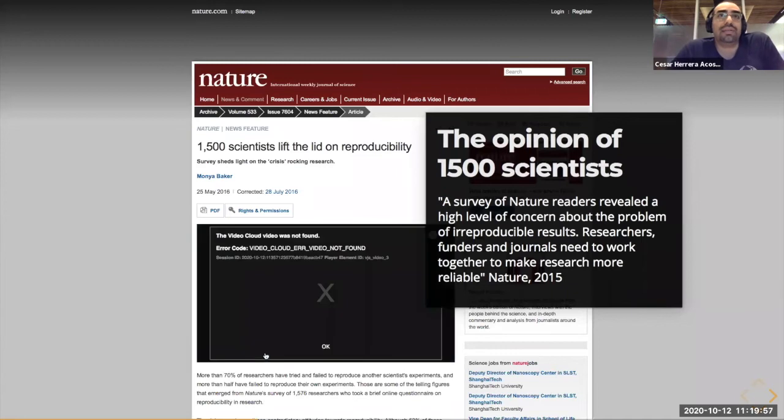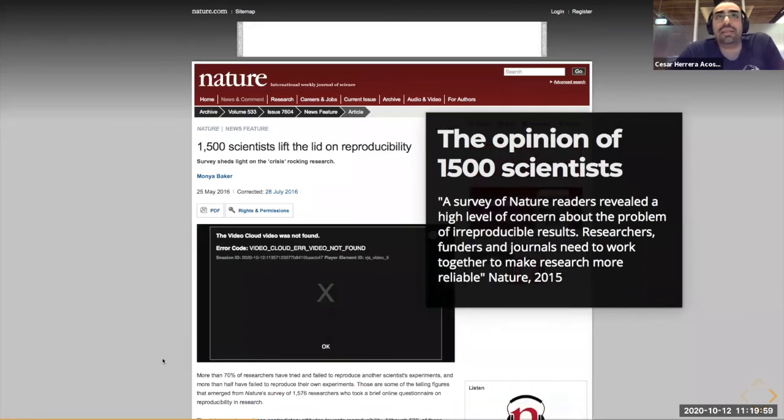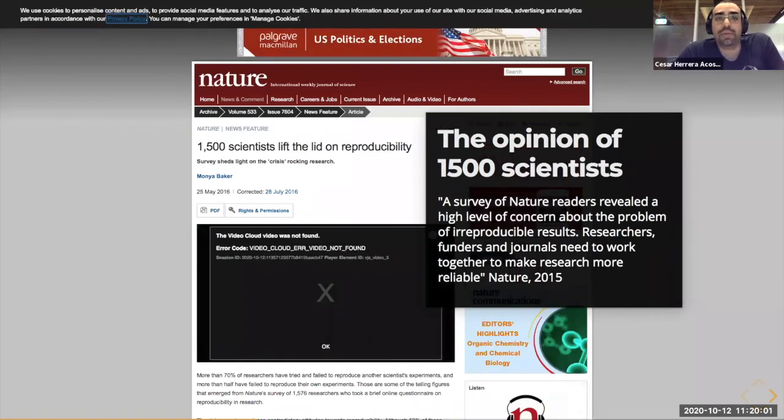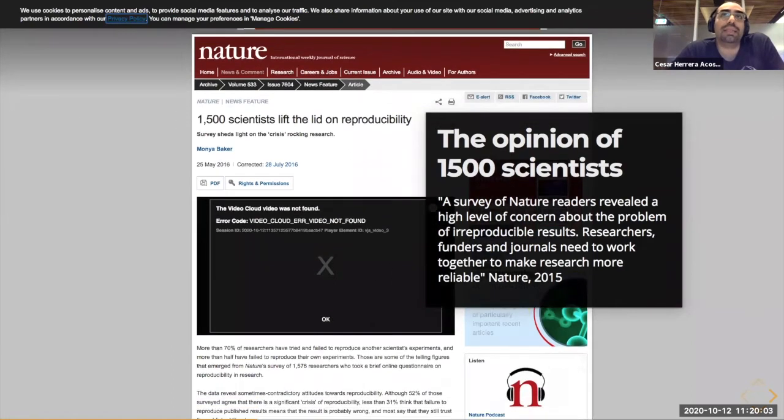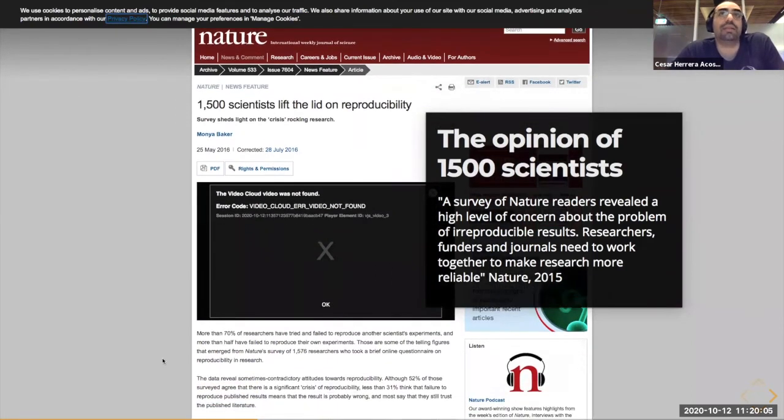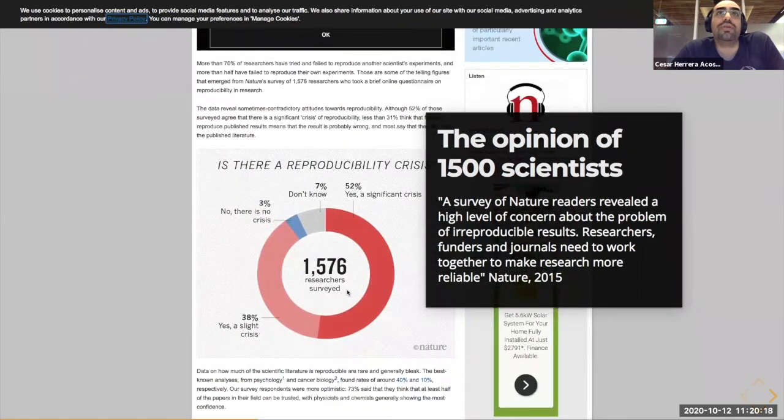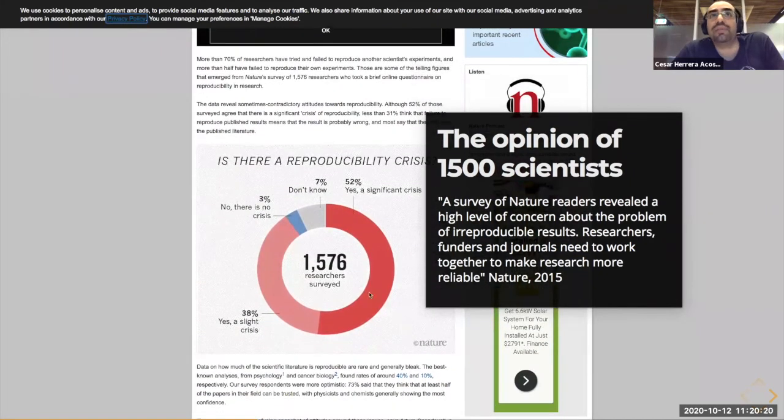So I guess what I'm trying to prove is, well, is this only Cesar's view or the view of a few people? Well, it seems that it's not. And also it's not the view of external people who are not related to science. Apparently it's also the view of the collective of scientists. So this is a survey from Nature in 2015. What I want to show you is that 52% of the people believe that, yes, we are experiencing a reproducibility crisis.